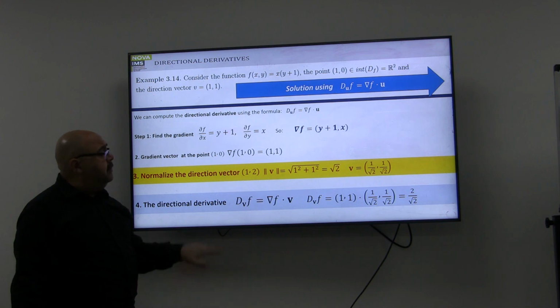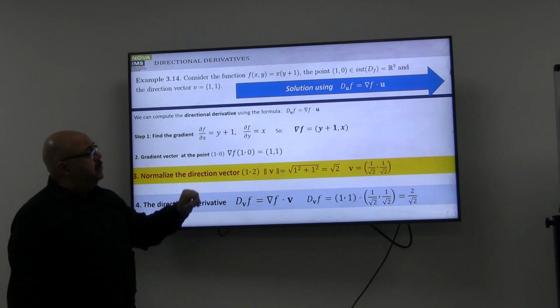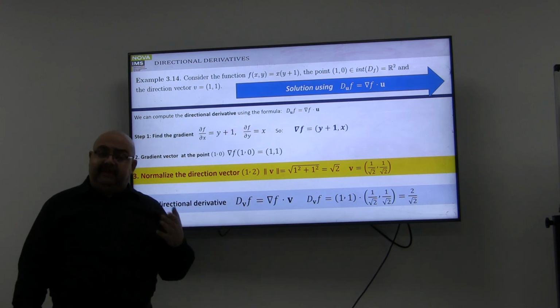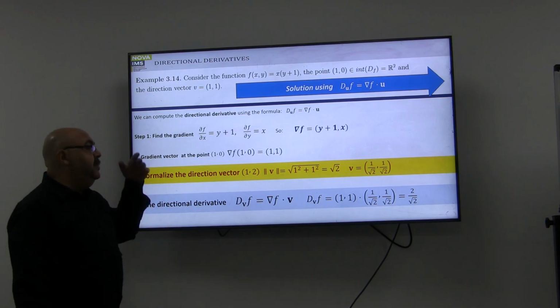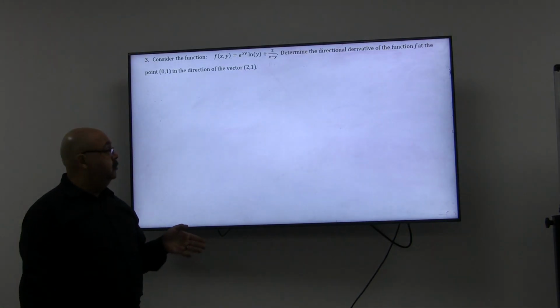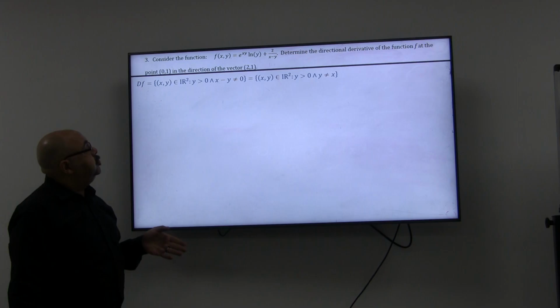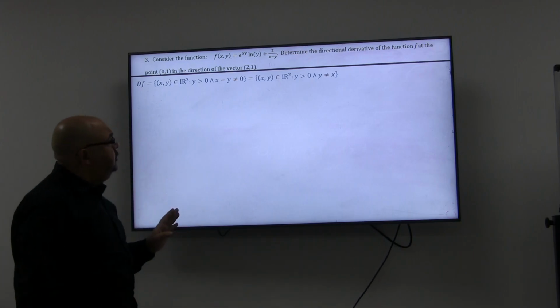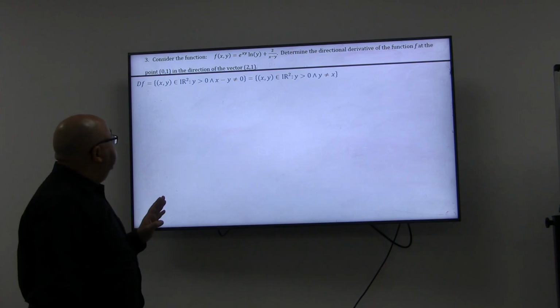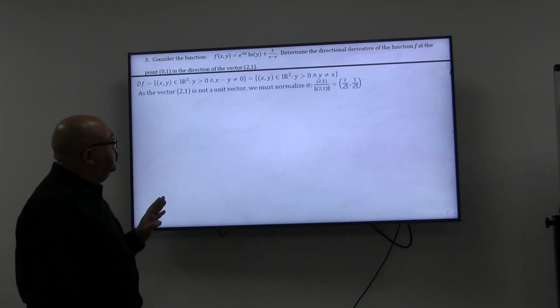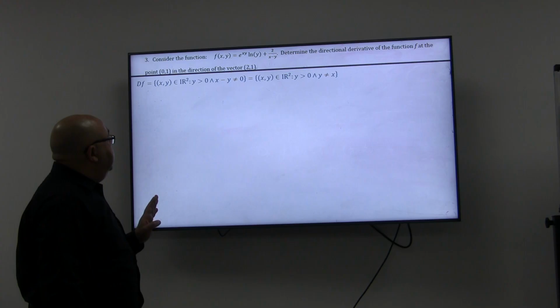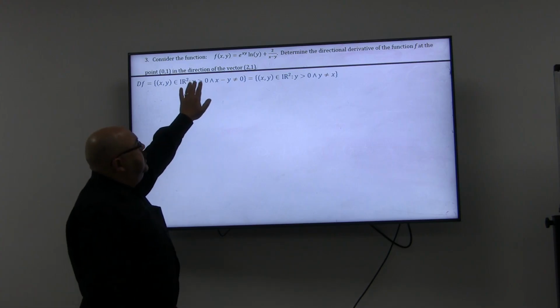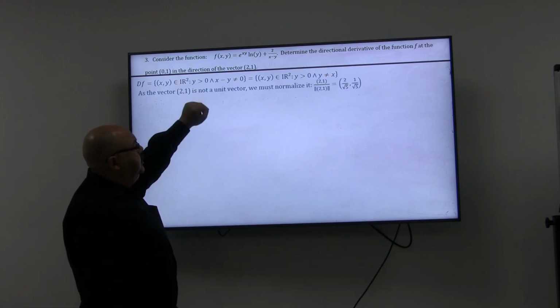Same exact problem. This is the solution using the advantage of having a differentiable function. In the previous slide we saw we can use the mean differential. Here he also wants you to determine the directional derivative of the function f at the point in the direction of the vector 2 and 1. Same steps, that's the domain. The function is differentiable through this domain.